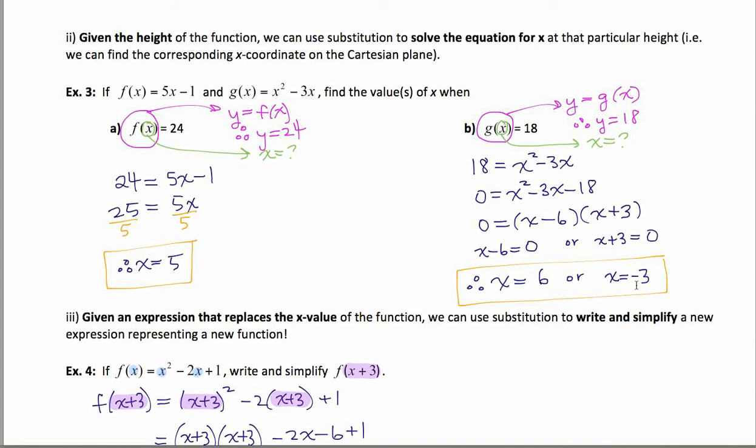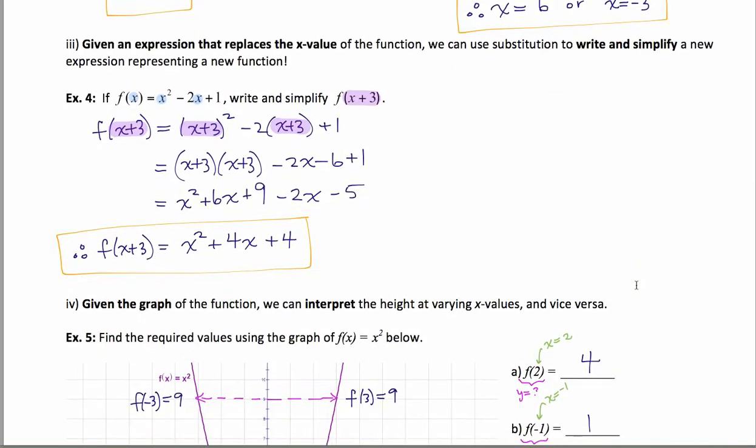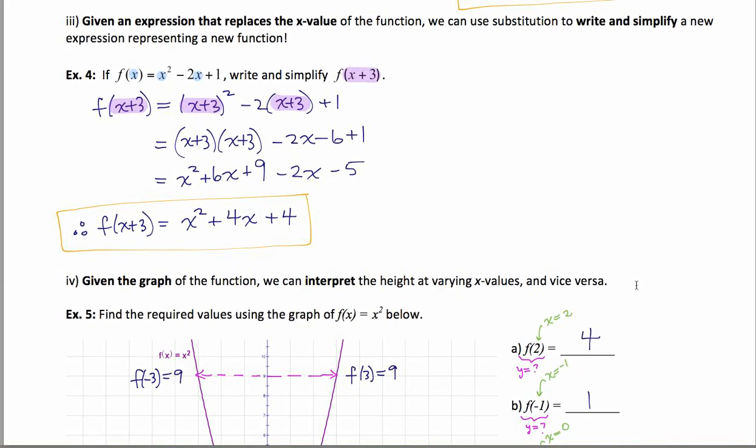Okay, so we can either solve for x or we can solve for y, depending on what the situation asks us to do. We can also substitute one expression into the other expression. So we can substitute essentially one function into another.